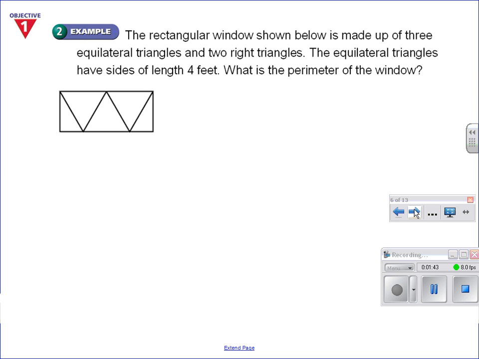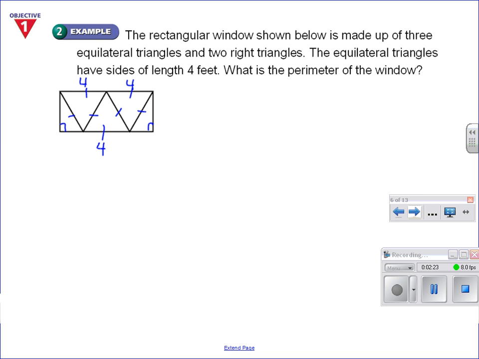Here's a question that takes us from this addition and subtraction to an application that goes back to geometry. This rectangular window shown below is made up of 3 equilateral triangles, so 60, 60, 60 with equal sides, and two right triangles. So I have right angles right here and right here. And the equilateral triangles have lengths of 4. So this is 4, 4, 4, etc.